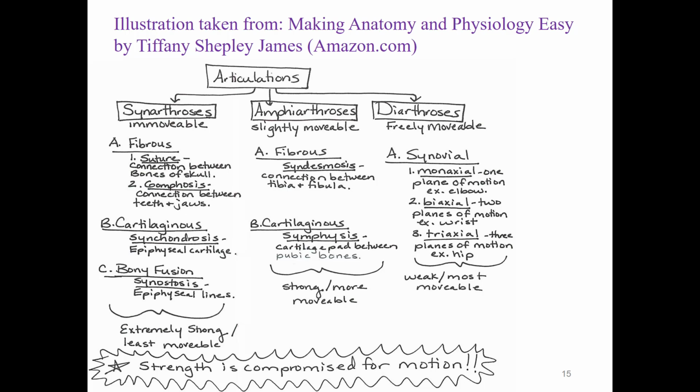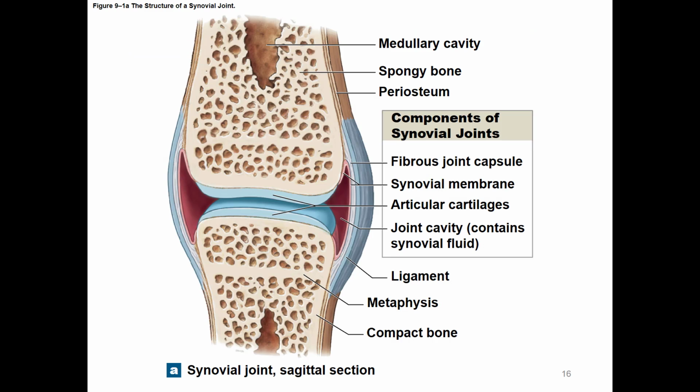Triaxial, three planes of motion, like the hip. So this category, you can see, is considered weak compared to the other two, but it is the most movable. So if you notice, in order to gain movement being the most over here, we had to compromise our strength. So strength is compromised for motion. The more movable we are, the less strong the joint is, the more liable we are to injure it.